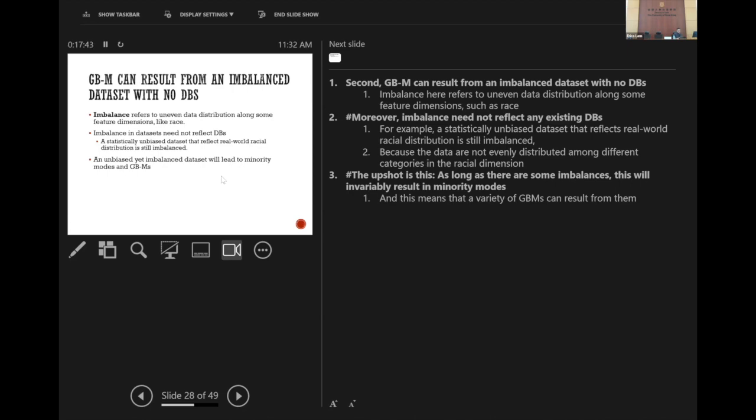So what happens is that as long as there are some imbalances, there will be minority modes. And if there are minority modes, you will generate a variety of GBMs coming out of mode collapse. So here, again, we can see the three things I mentioned earlier recurring, right? Generative bias can come out from the process of machine learning itself. It doesn't really depend on human knowledge or epistemic perspective. They can function independently of that. And we'll see some of these things recurring again.